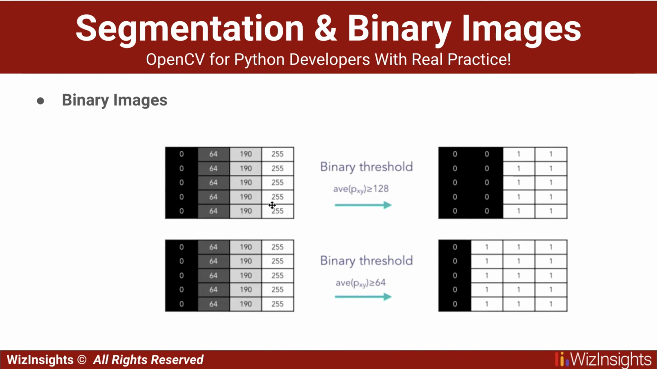In the bottom example, the binary threshold is based around the value 64. Therefore, everything that has a value of 64 or more in the left hand image is assigned a 1. So this is a very simple example of segmentation into binary images.